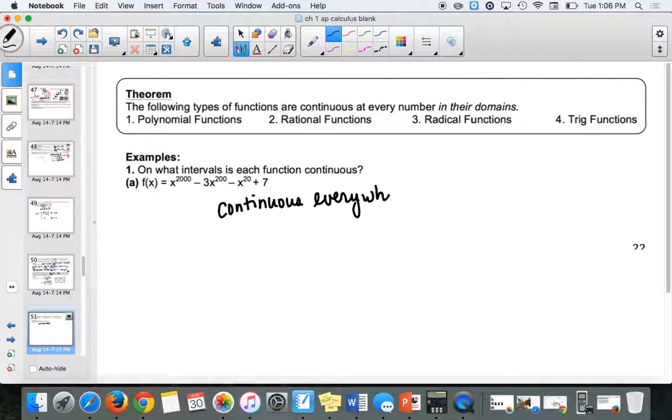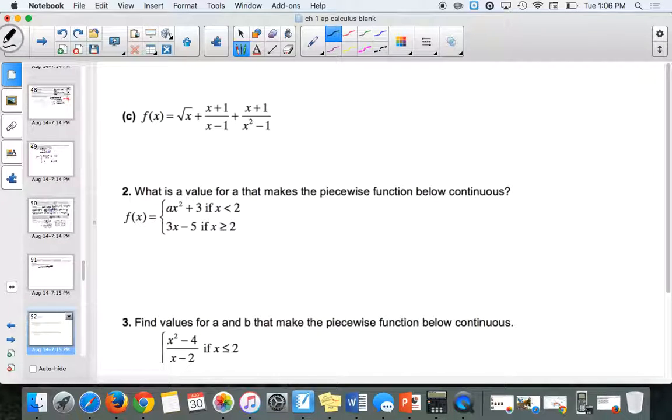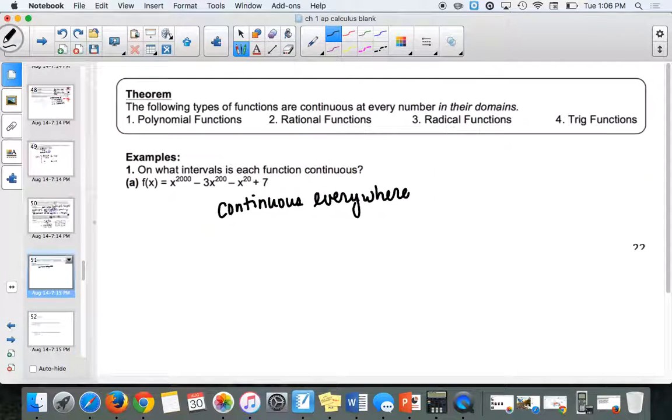You guys think you can recognize when something's continuous everywhere? Pretty easy. So there was nothing making it undefined. Okay, how about this one? Did I skip B? I feel like there should be a B. What was B? f of x equals x squared minus 6x plus 9, all over x squared minus 16. Okay. So what do we think for this one? Continuous everywhere except for what points?